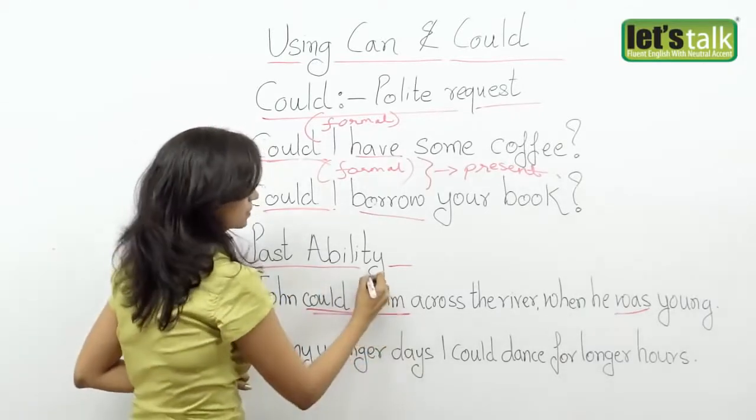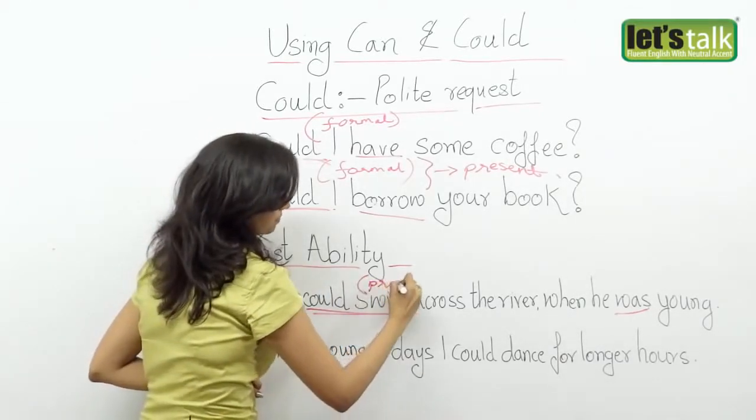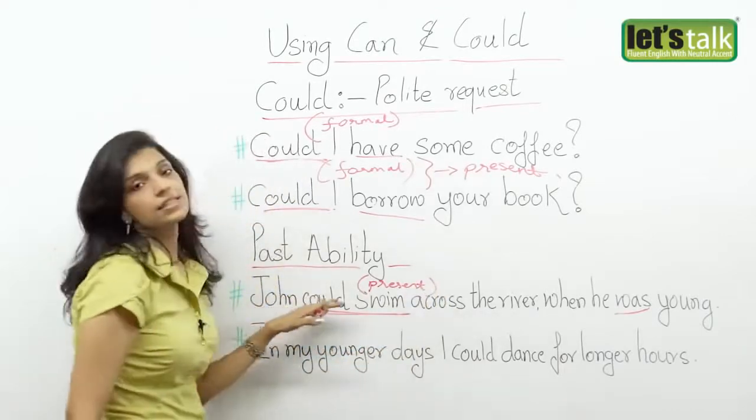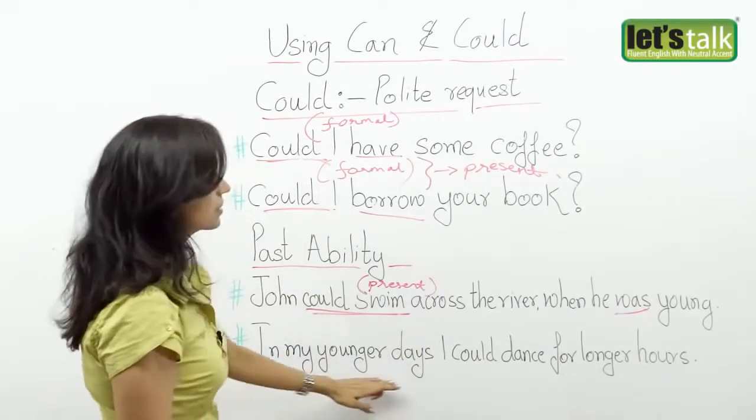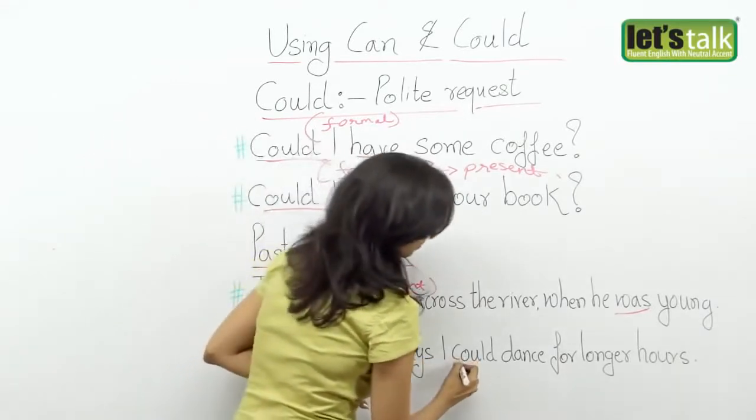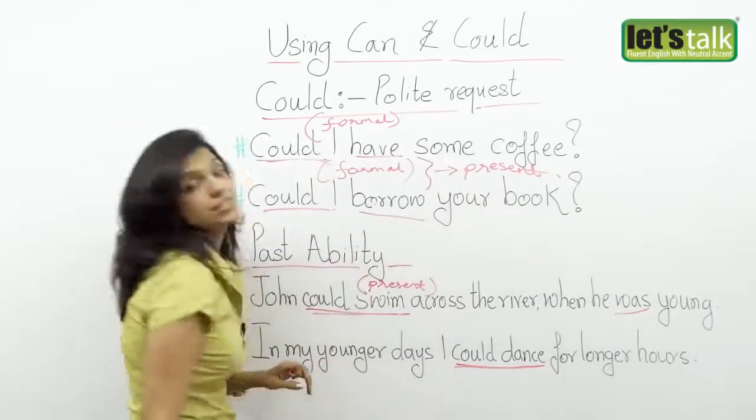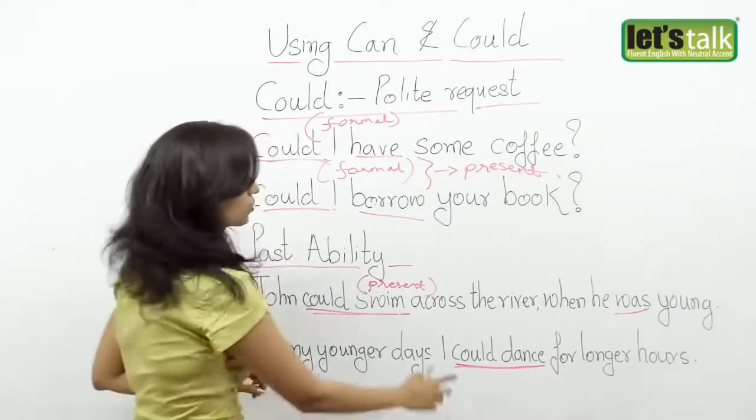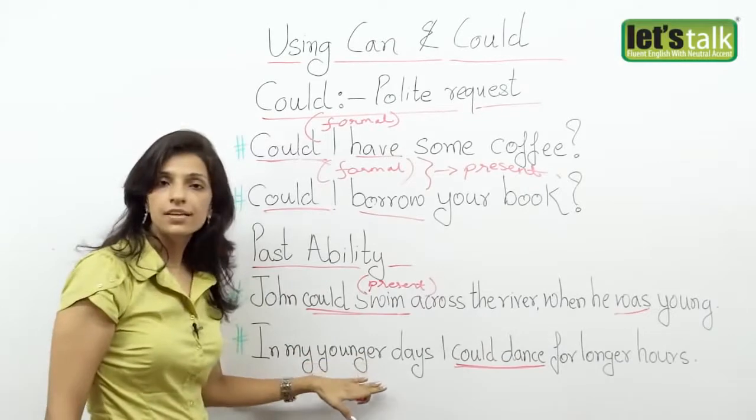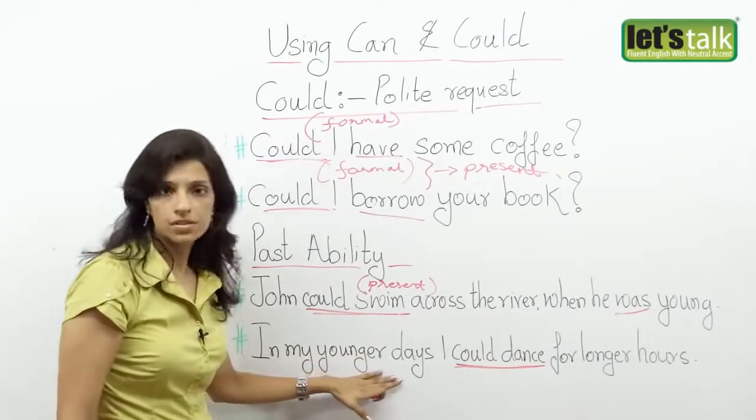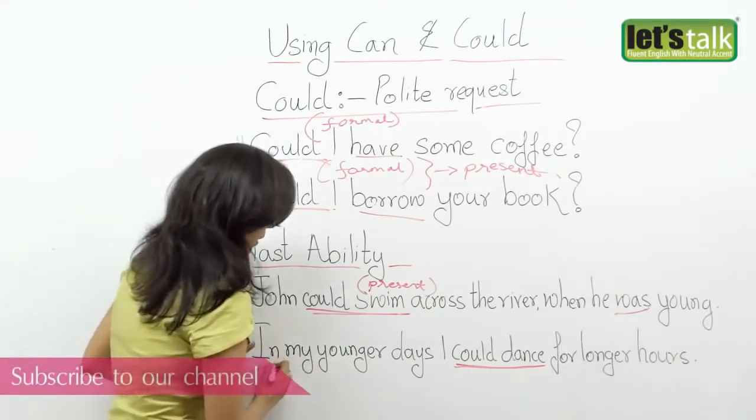Again, the verb is in the first form or the present form. But this sentence indicates a past ability. In my next example, in my younger days, I could dance for long hours. That means I can no longer do it. Alright, so could dance, the verb that follows is always present, but this is an indication of a past possibility. Like here, in my younger days.